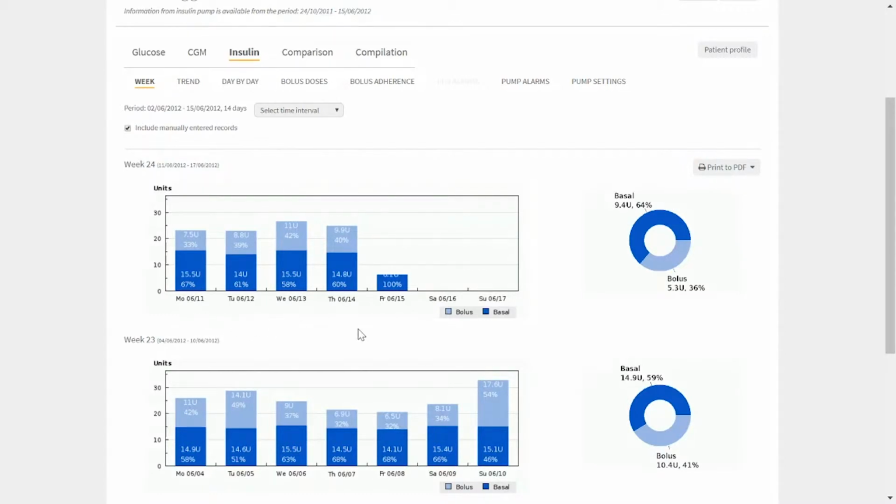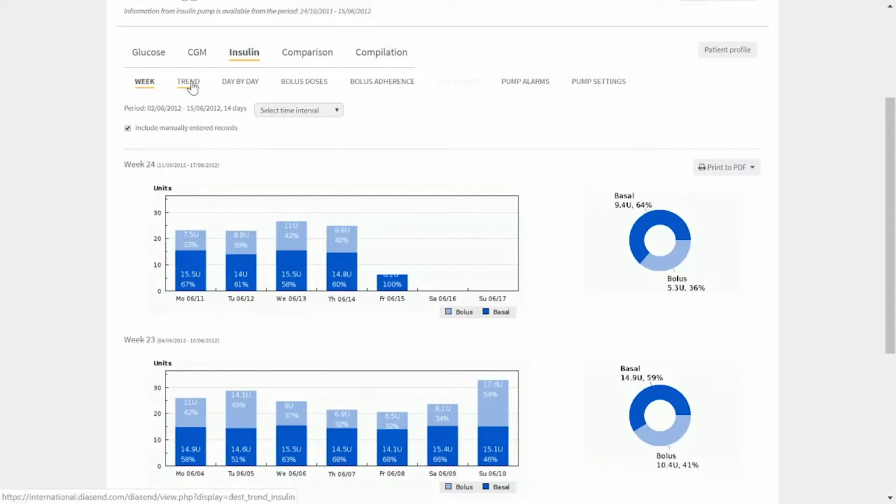We have that information for every day within the 2-week period, and at the end of the row we have the average units of insulin for each of bolus and basal, and we also have the average percentage makeup of each of those types of insulin for each of the weeks.